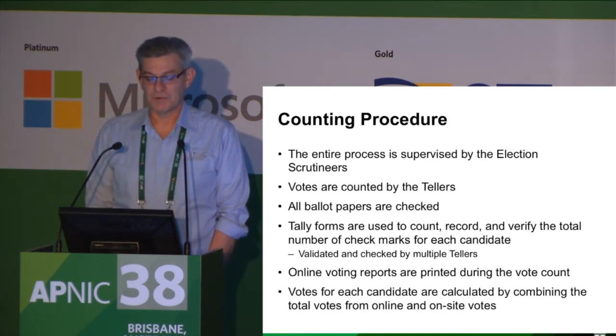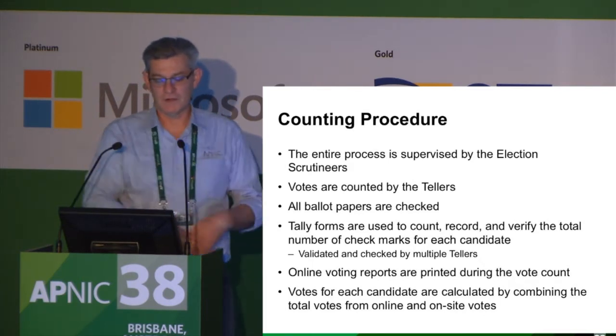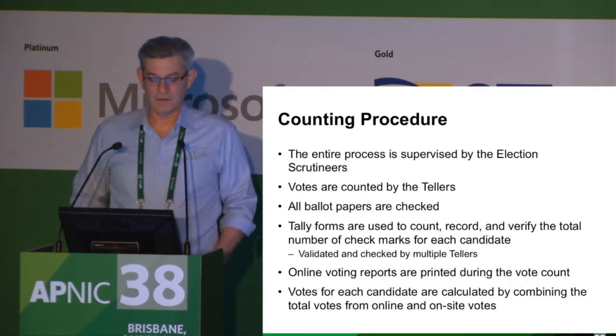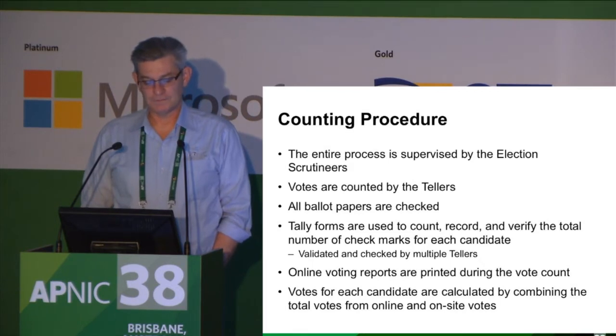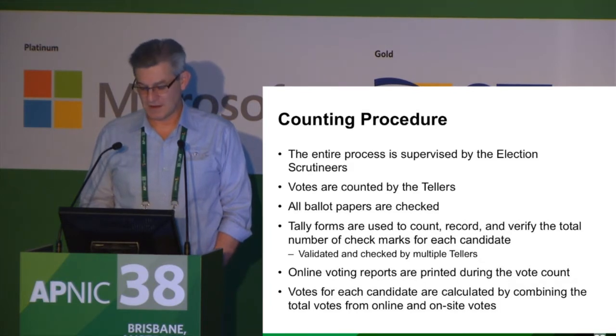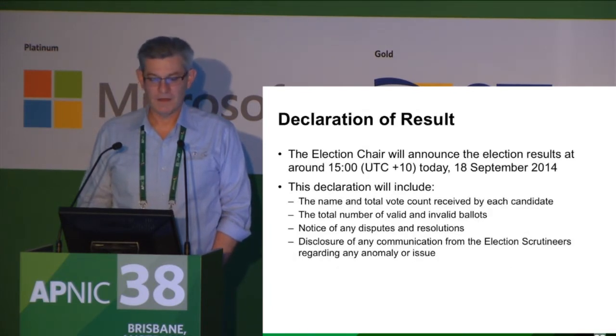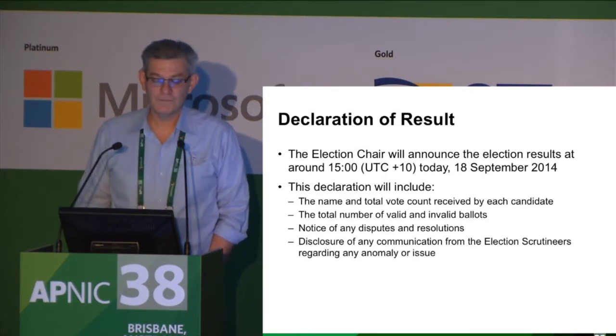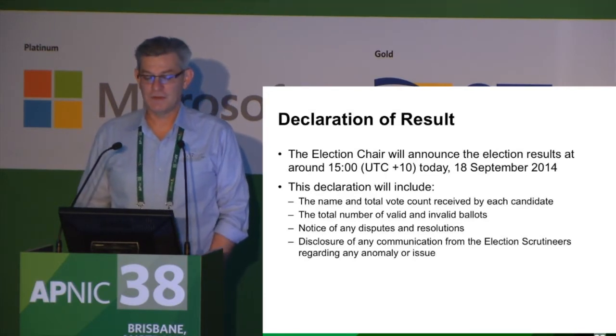Online voting reports are printed during the vote count. So while we're counting the physical votes, we download the online reports. The votes for each candidate are calculated by combining the online and on-site votes. The election chair will announce the election results at around 1500, 3 p.m.